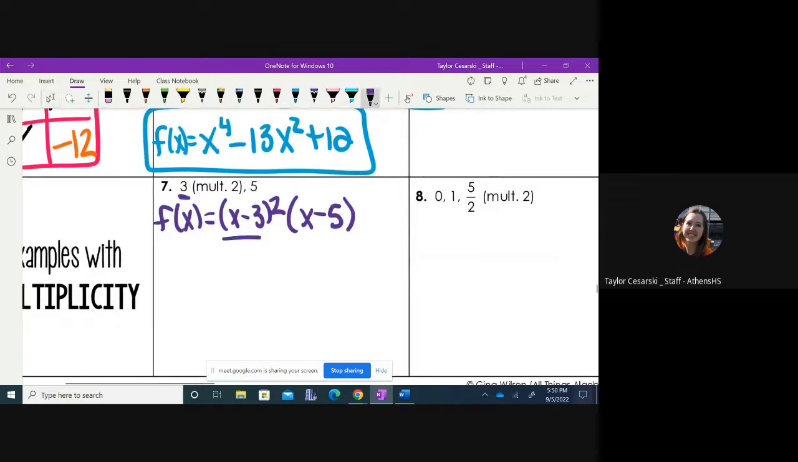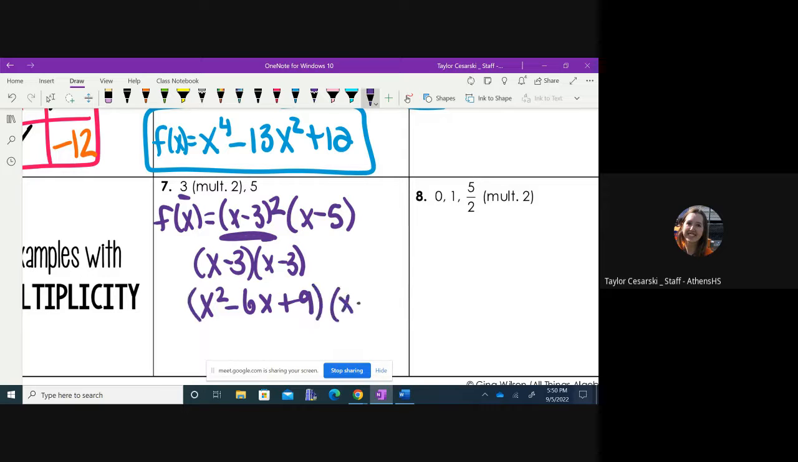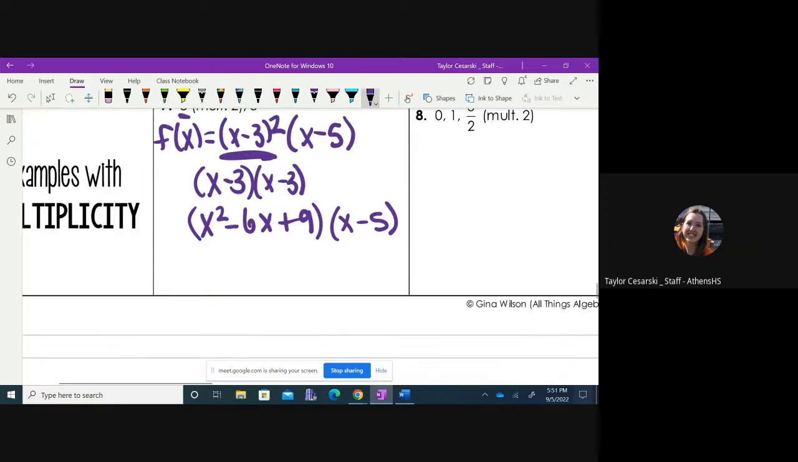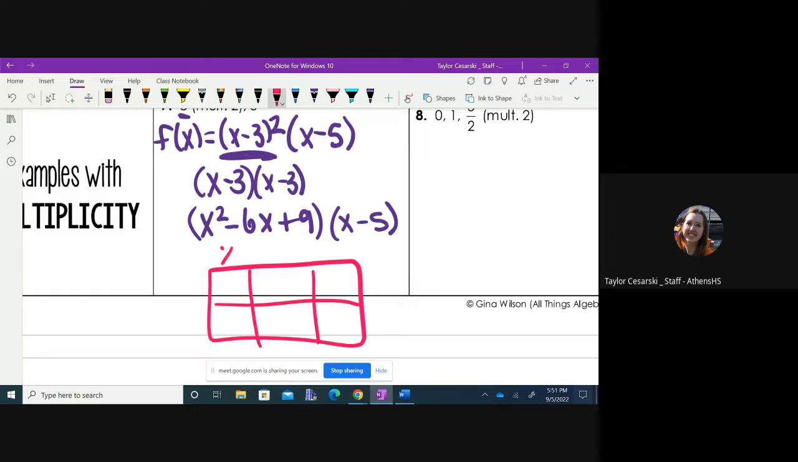Now, notice here, this does not equal x squared plus 9, okay? This is really representing x minus 3 times x minus 3, which is x squared minus 6x plus 9. So don't just square the first term and square the last term. Bad. All right. Then I have times x minus 5, which I will need to multiply out in a box. So 3 by 2. x squared minus 6x plus 9 and x minus 5. So x to the 3rd minus 6x squared plus 9x minus 5x squared plus 30x minus 45.